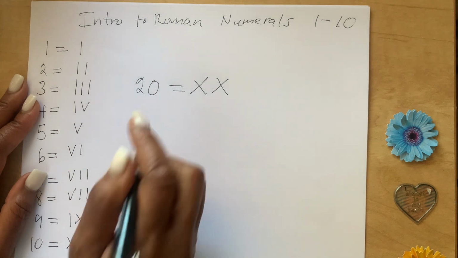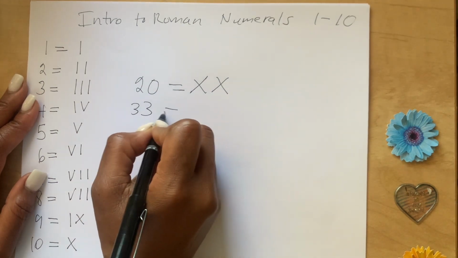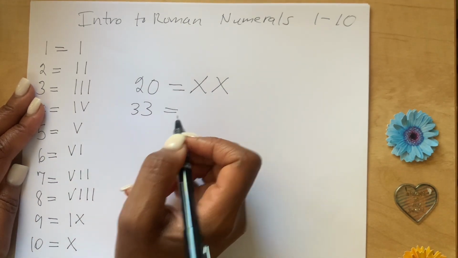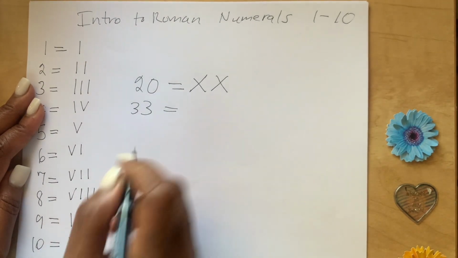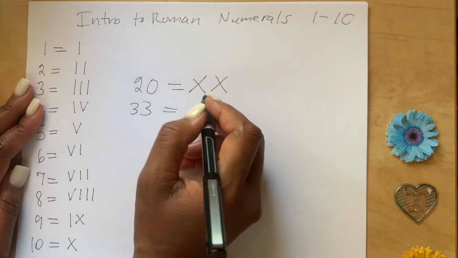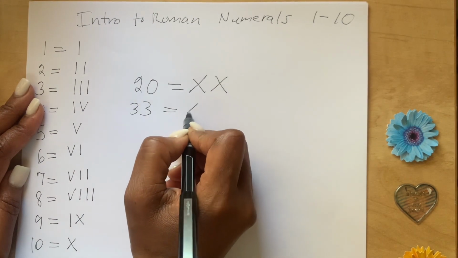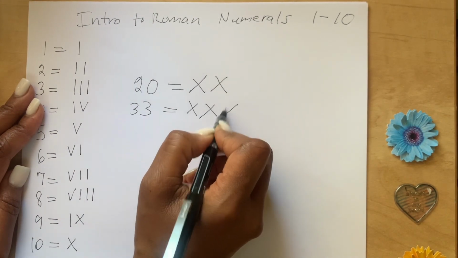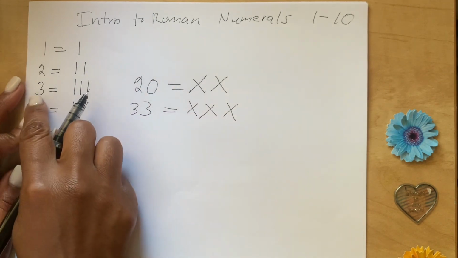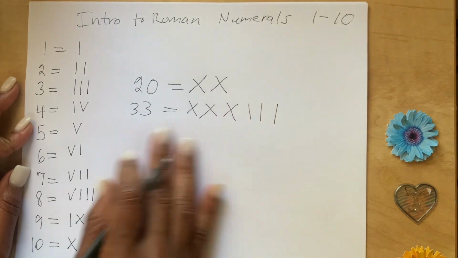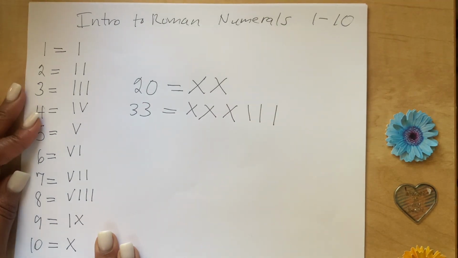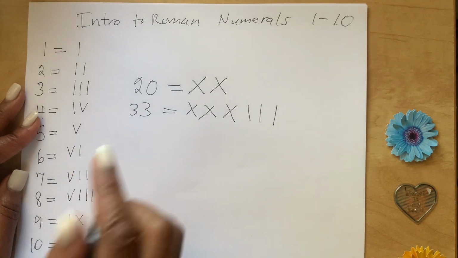For example, what about 33? Let's see, our largest number is 10, so we know we're going to use that. The value of 10 is X. So we're going to use it 3 times. 1, 2, 3. And then look up here. 3 is just III. XXXIII.